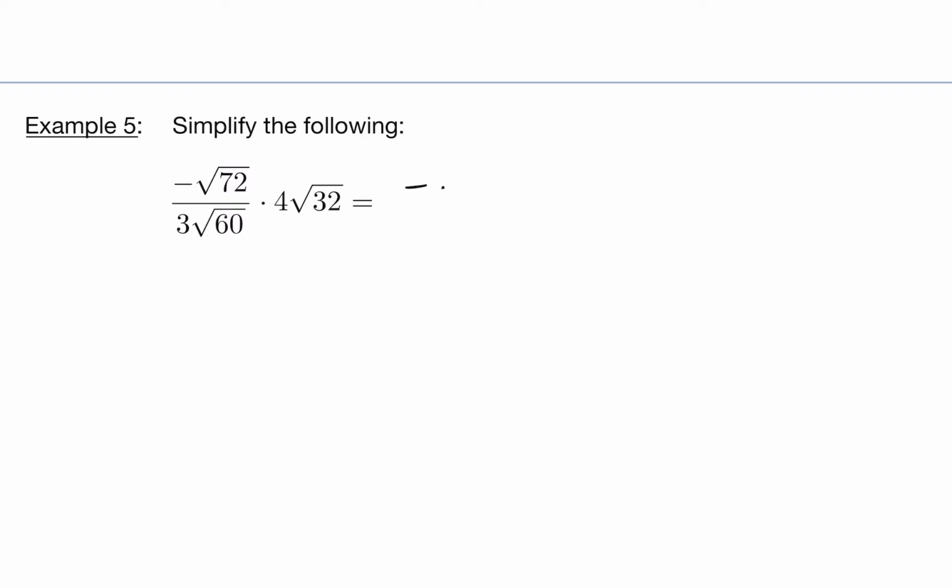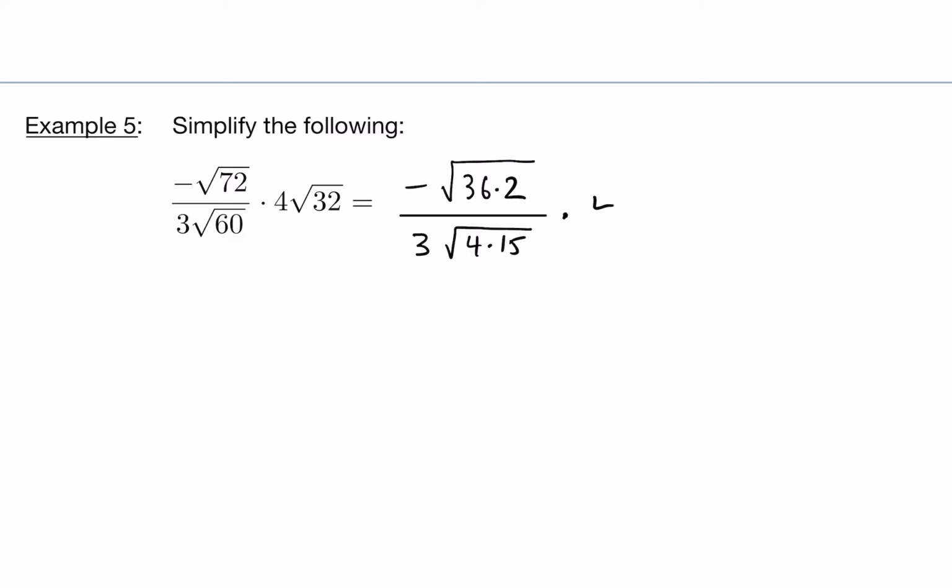We have a negative square root of 72. Okay, we could do 9 times 8 because 9 is a perfect square. However, there's one that's even better, and that is 36 times 2. Okay, 36 is the largest perfect square that happens to be a factor of 72. Okay, and then working the denominator, we have 3 times the square root of, we could do this as 10 times 6, 12 times 5, but neither of those are perfect squares. However, we could do 4 times 15, where 4 is the perfect square.